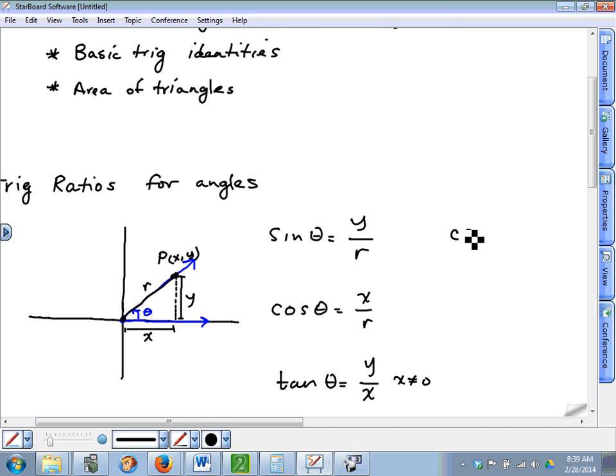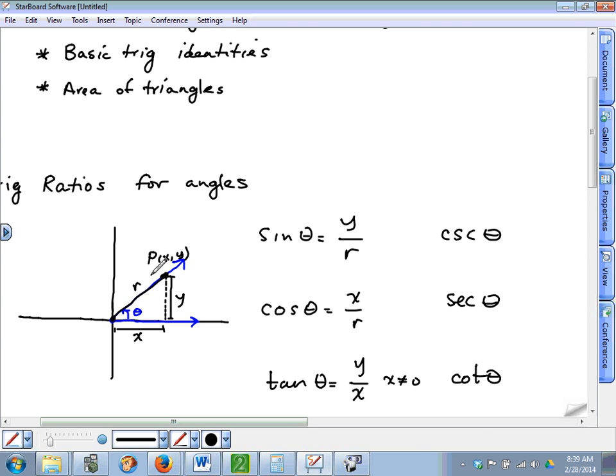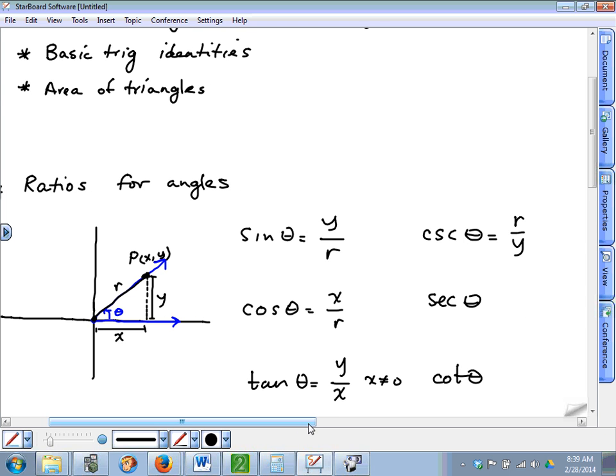Now, the cosecant and the secant and the cotangent. Rather than referring back to this triangle here, let's just refer to the ones we've already defined. The cosecant is the reciprocal of the sine, so it's going to be r over y. Y cannot be 0. The secant is r over x, where x cannot equal 0.